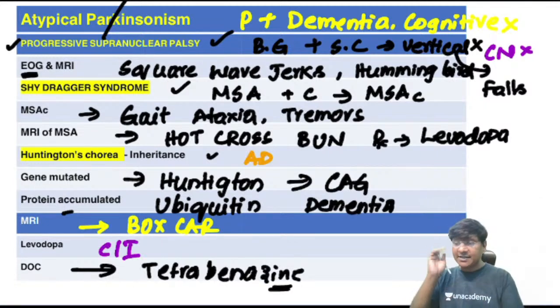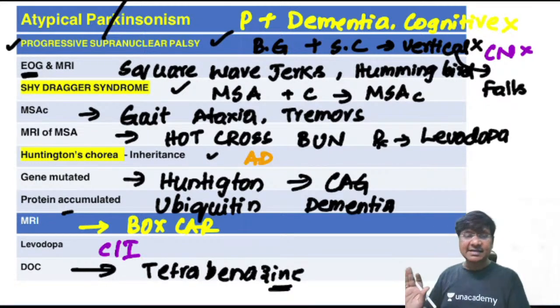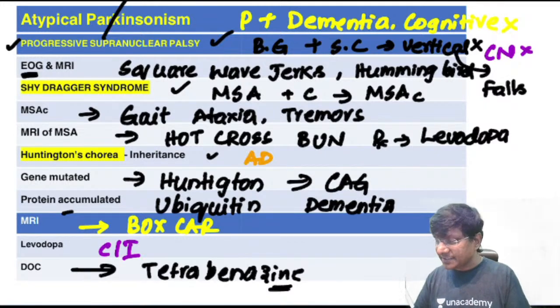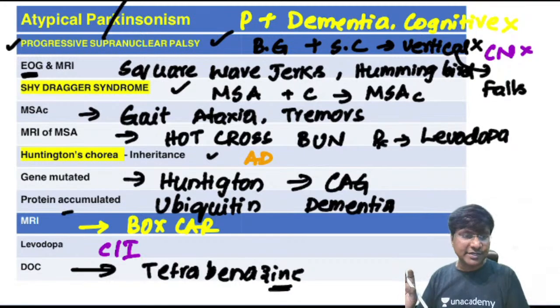Right, that will be tetrabenazine. Okay, so this is about your atypical Parkinsonism. So please remember Shy-Drager syndrome, Huntington's chorea, as well as progressive supranuclear palsy.